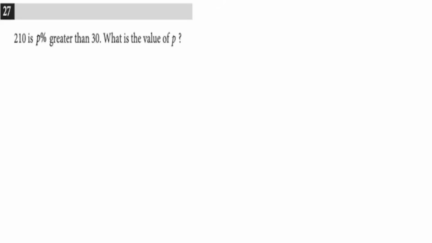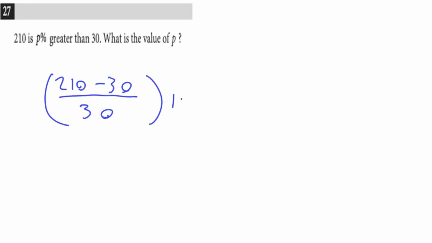So thankfully on this practice test, they decided to end Module 2 with a pretty easy one. All you have to do is just use the percent change formula. So if we plug that in, it'll be (210 minus 30) over 30, and we're going to multiply that by 100. So then when we do that, 210 minus 30 is 180. Divided by 30, that'll be 6 times 100. So then this will end up being 600%, and that will be our answer.